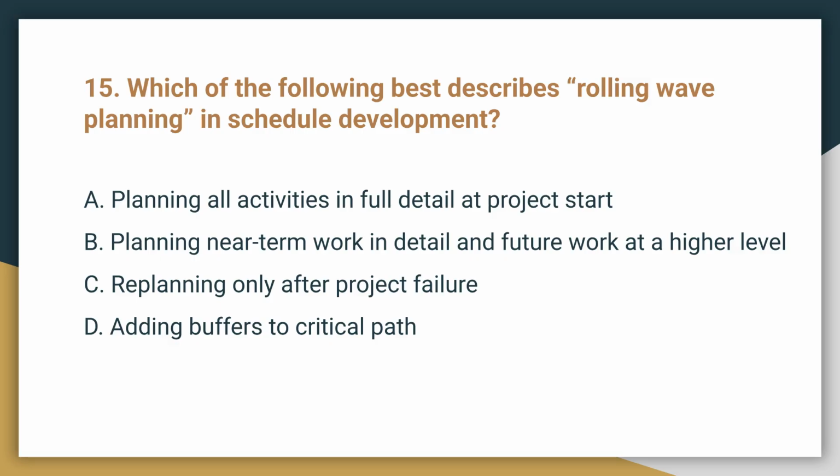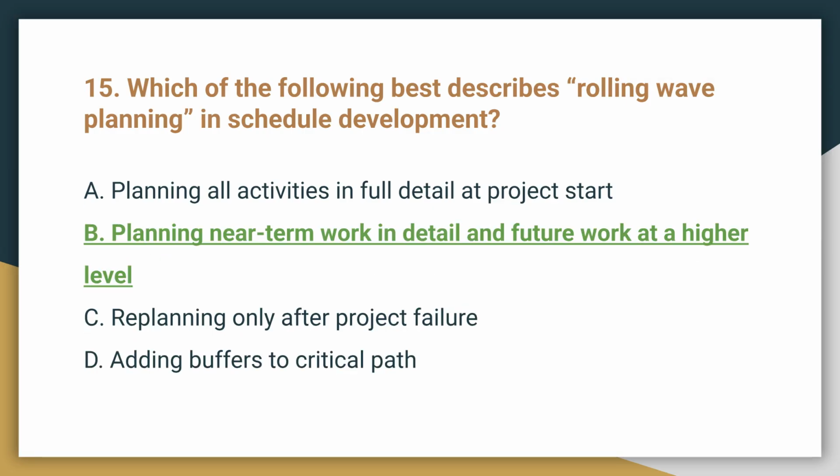Question 15. Which of the following best describes rolling wave planning in schedule development? The correct answer is B, planning near-term work in detail and future work at a higher level. This approach progressively elaborates the schedule.